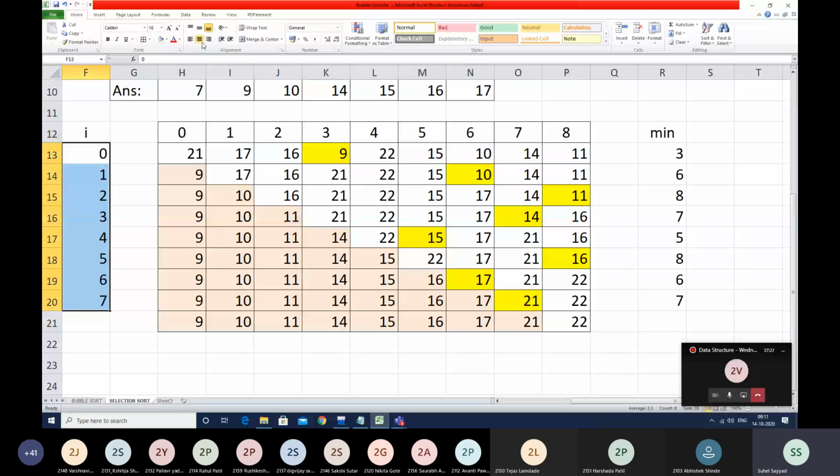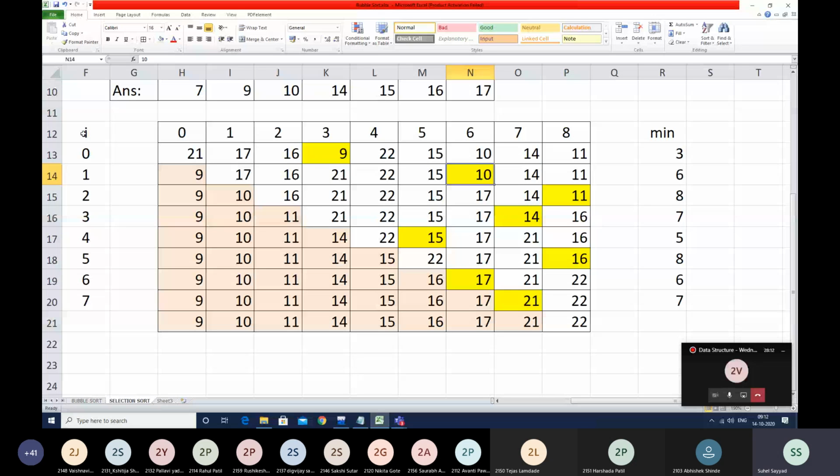Suppose I find min as 3 in my first iteration, because my smallest number is 9, then I have to swap this A of 3 with A of 0. A of 3 means A of min, because we have found that min. A of min, we have to swap with A of 0 in the first iteration. Next iteration min is 6. We have to swap A of 6, that is A of min, with A of 1. Then next time A of min with A of 2, then A of min with A of 3, then A of min with A of 4. So indirectly what we are doing is swapping A of min with A of i.